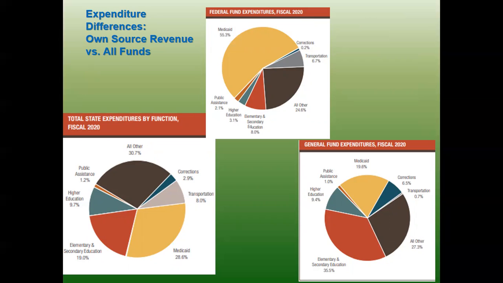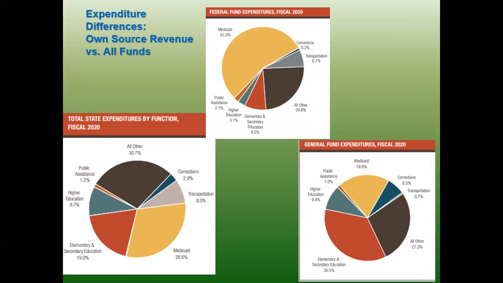And while Medicaid is one of the largest sources of expenditures overall, most of the money that gets spent for Medicaid, as we can see, doesn't come from the general fund of the state, but rather from federal fund expenditures. So if you take a look at the top chart, 55% of all money that comes from the federal government to the states actually goes towards Medicaid. So that's where most of the money comes from.